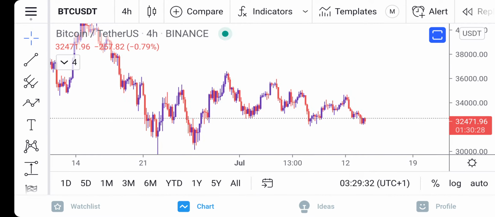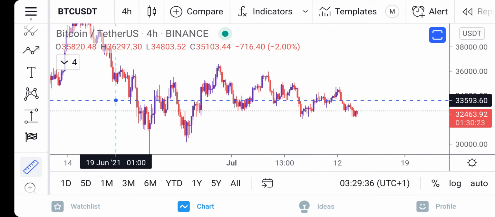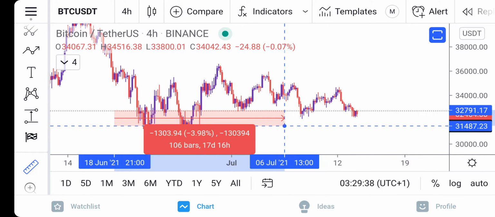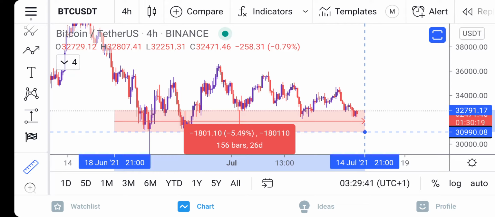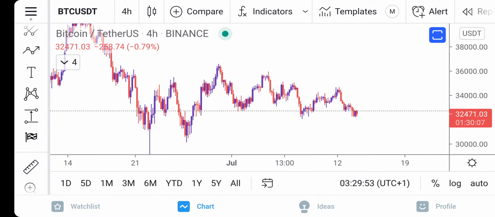then secondly, I'm going to make sure I have enough candles to analyze, and this is it. I have enough candles to analyze, at least over 100, 100 to 200 candles. That's what you need on your chart to analyze.